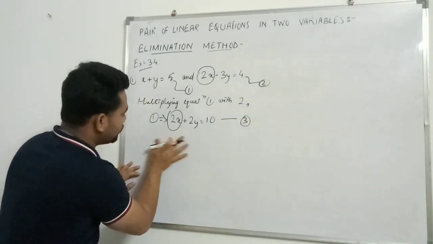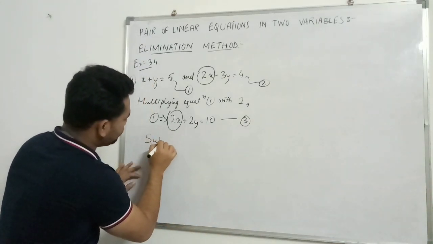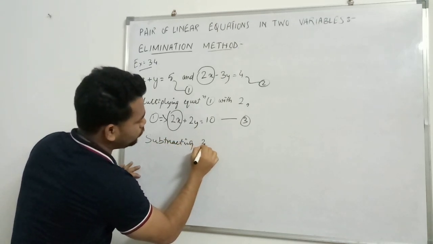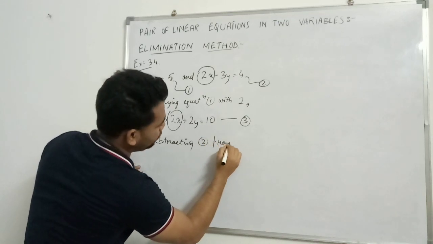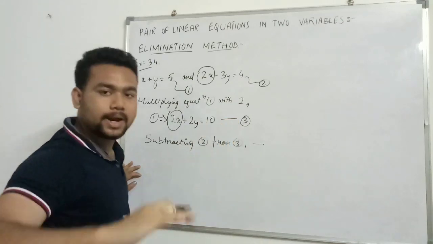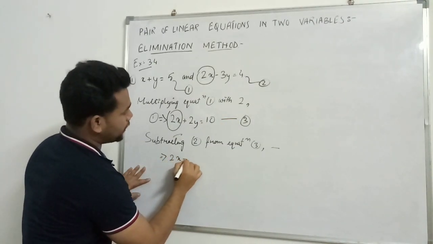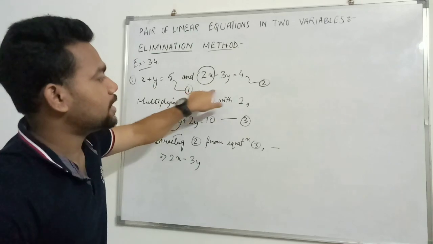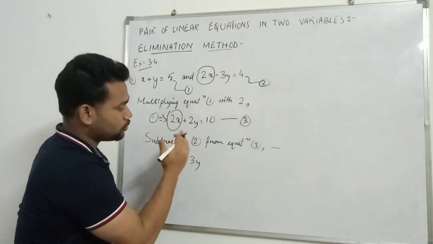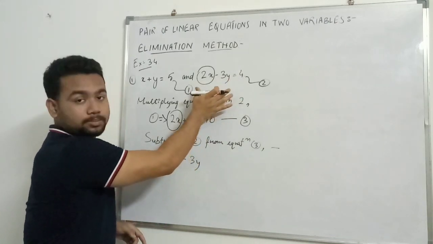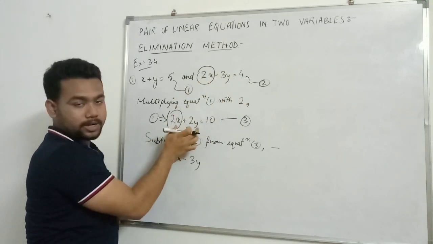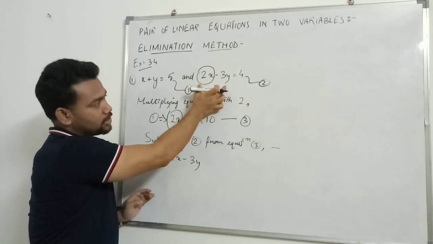How to subtract? Subtracting 2 from 3. Subtracting 2 from 3. Twice x minus 3y. So this is the left hand side of equation 2. 2x minus 3y. Got it? So next what? 2 minus 3. You are doing the minus, means subtracting 2 minus 3. So left hand side remains in the left hand side. So 2x minus 3y is written here.